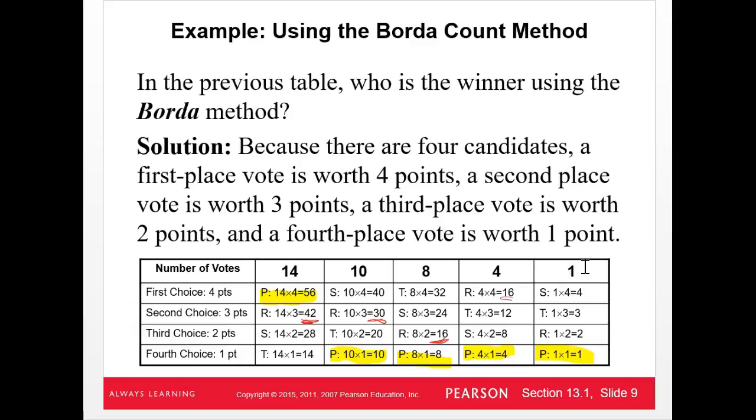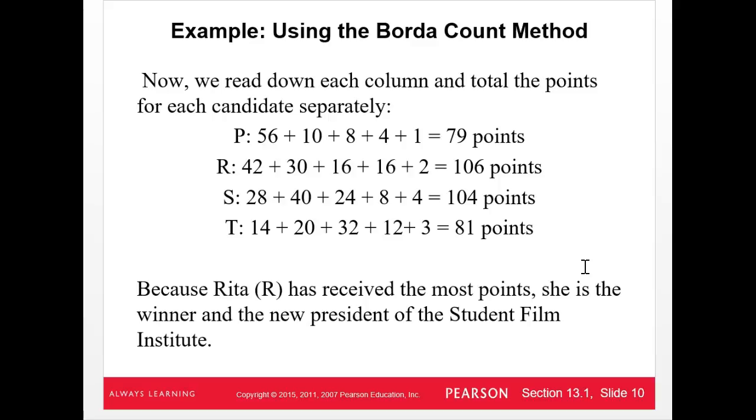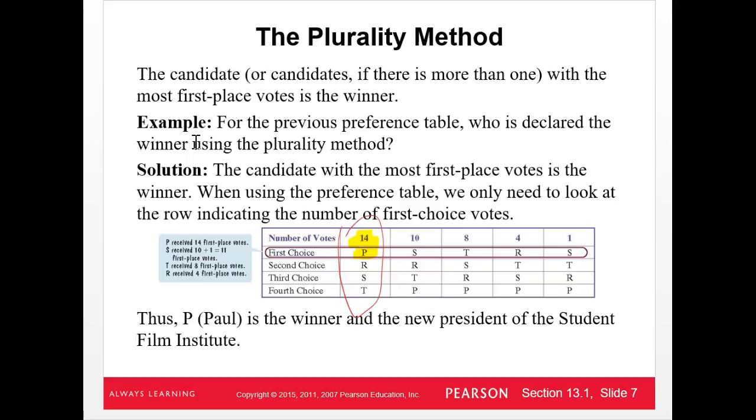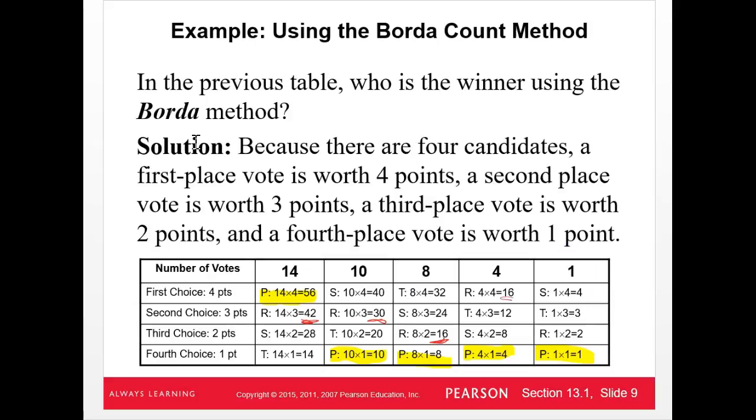So when we do it this way, we calculate everybody's points individually in each column and then add them all up. Apparently I did my math wrong on both P and R, but you see P ended up with 79 total points, R with 106 points. So R, Rita, ends up being the winner because she ended up with the most points total. In the first method, the plurality method, Paul was the winner. Paul had 14 first place votes and nobody else beat that. But now using a different method, we got a different candidate being the winner.